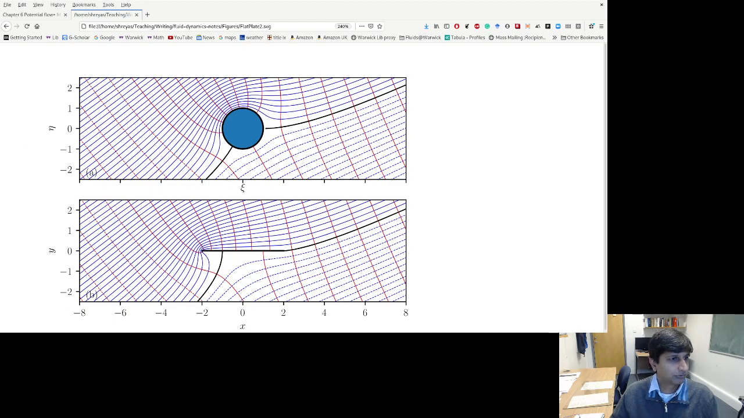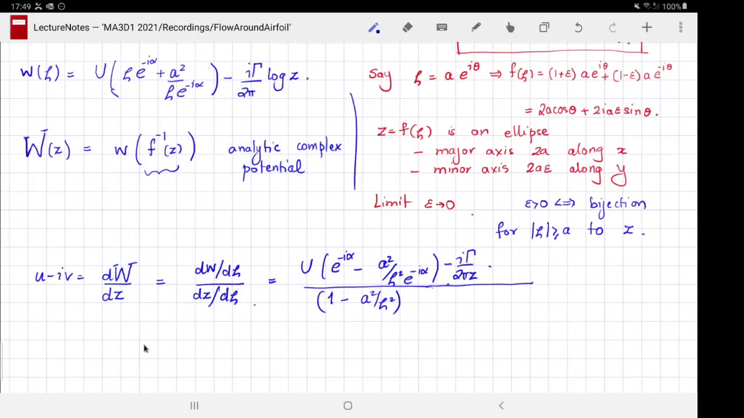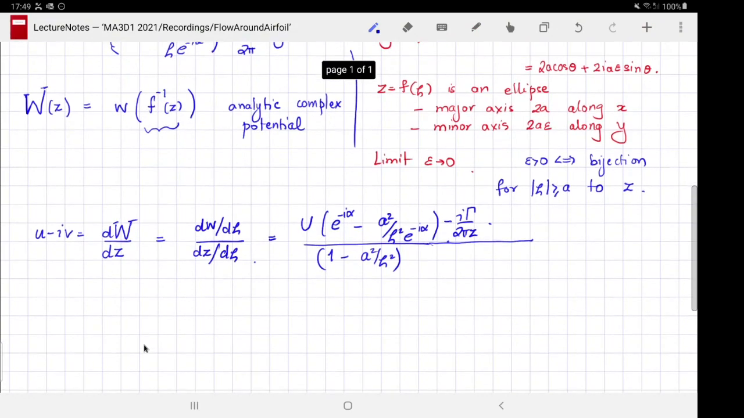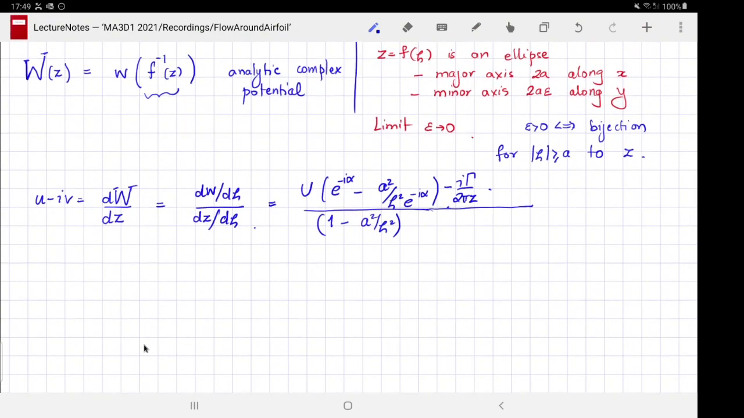And this is the flow situation we want to establish. So how do we do that analytically? So you see, the way it works analytically is that the trailing edge corresponds to zeta equals a. It's on the real axis, on the positive half of the real axis. And at zeta equals a, you look at the denominator here, and the denominator blows up. And that's the singularity that I was talking about.